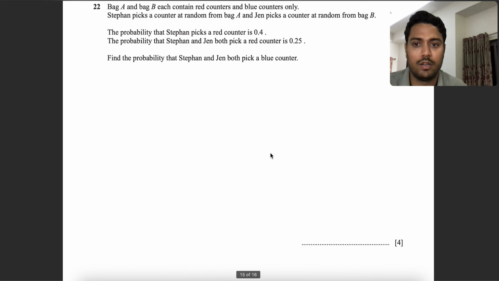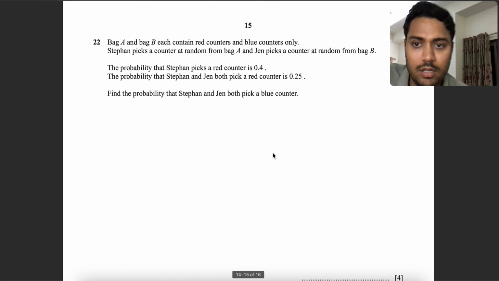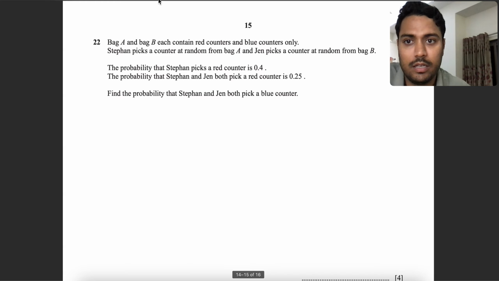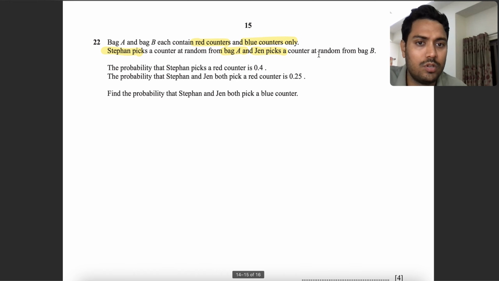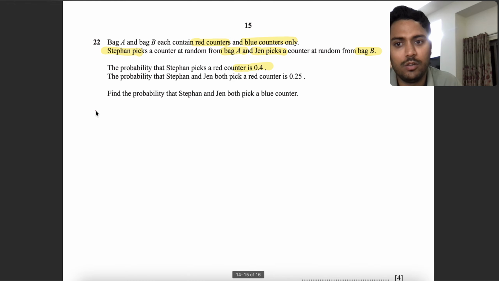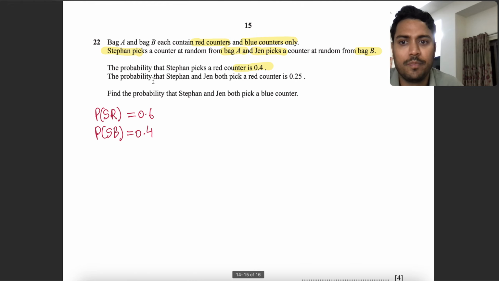So yeah, done. Question number 22. It says bag A and bag B each contain red counters and blue counters only. Stephen picks a counter at random from bag A. Jen picks a counter at random from bag B. The probability that Stephen picks a red counter is 0.6. So probability of Stephen carrying out a red counter is 0.6. So simply probability of Stephen carrying out a blue counter will become 0.4.